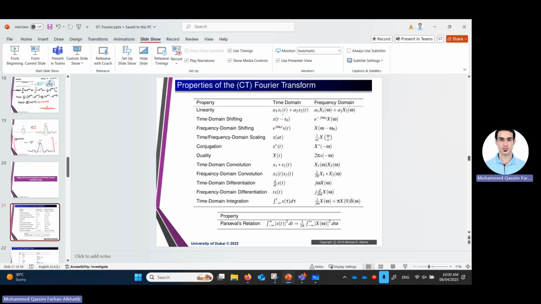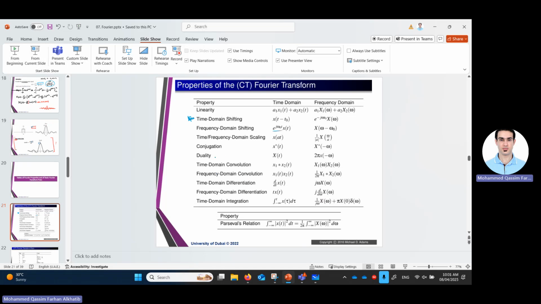Linearity: when you have two functions, x1 and x2, weighted and added, their Fourier transform is simply the individual Fourier transform for each multiplied by the same coefficient, and they are just added. When you do shifting in time domain, by a certain shift t naught, that will lead to a multiplication by an exponent in frequency domain, e to the power minus j omega naught t. We'll see an example about this one in a few minutes. When you do shifting in frequency domain, that's what we call frequency domain shifting. And scaling, conjugation, but this is the important one to me.